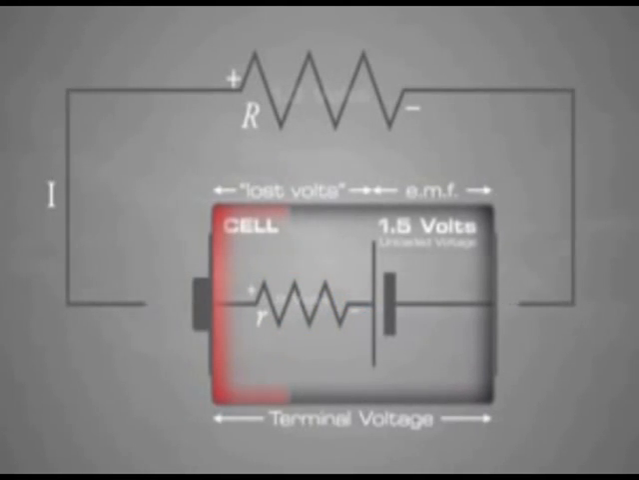When the circuit was not connected, the battery had an unloaded voltage reading of 1.5 volts. Once the circuit was connected and current started to flow, there was a voltage drop across the internal resistance of the device, and the applied circuit voltage was reduced to 1.3 volts.